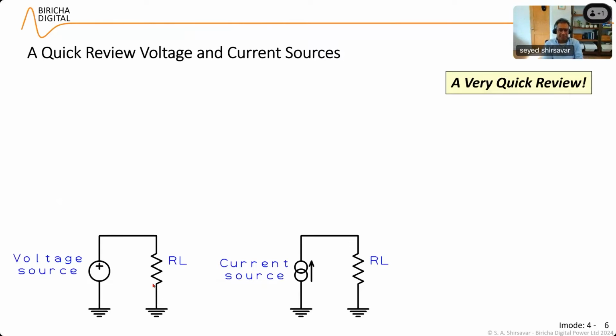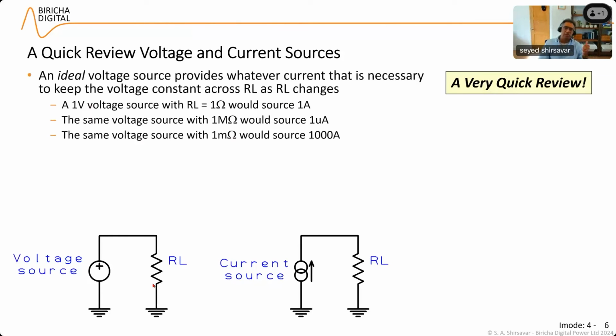Okay, so quick review again. I'm sorry if you already know this stuff, it will only be a few seconds. Voltage source: an ideal voltage source provides whatever current is necessary for the voltage to remain constant across the load. So if you have an ideal voltage source of 1 volt, it is just going to give you 1 volt. If you have 1 ohm here, it's going to give you 1 amp. If you've got 1 megaohm here, it's going to give you 1 microamp. You still get 1 volt. If you have 1 milliohm, it's going to give you 1,000 amps. You still get 1 volt.